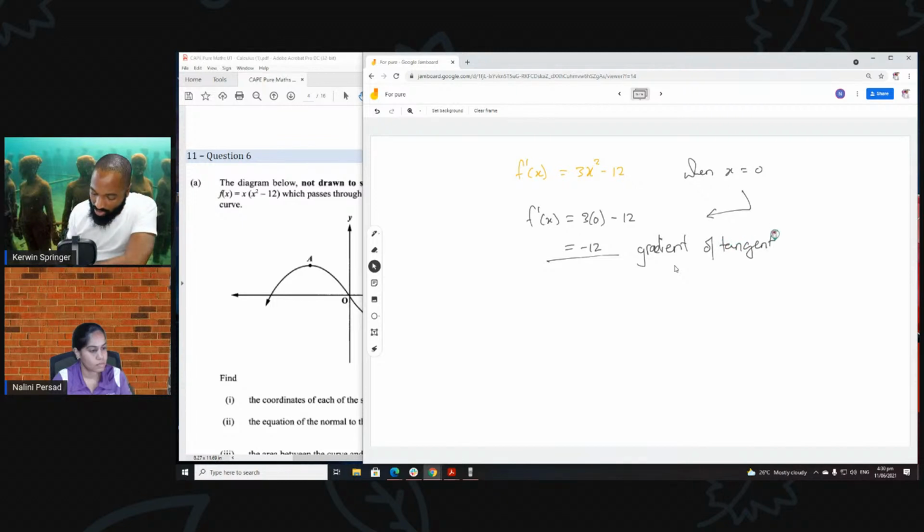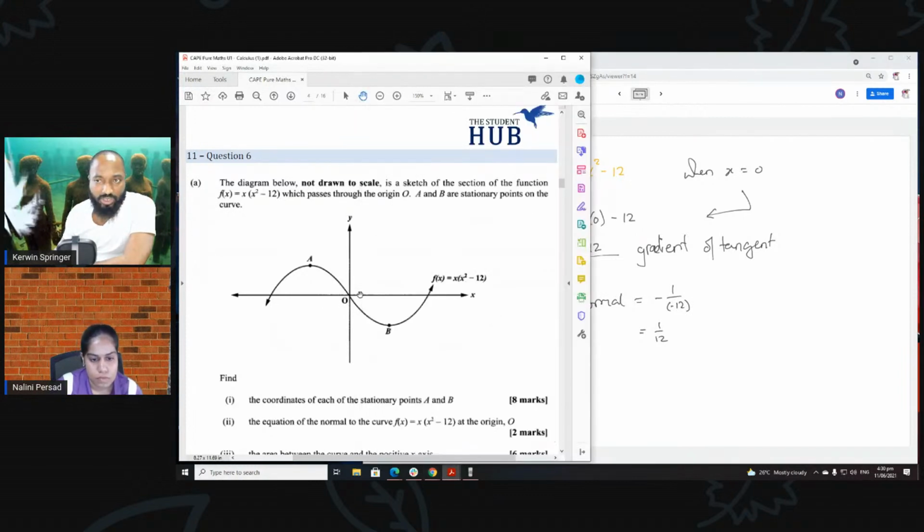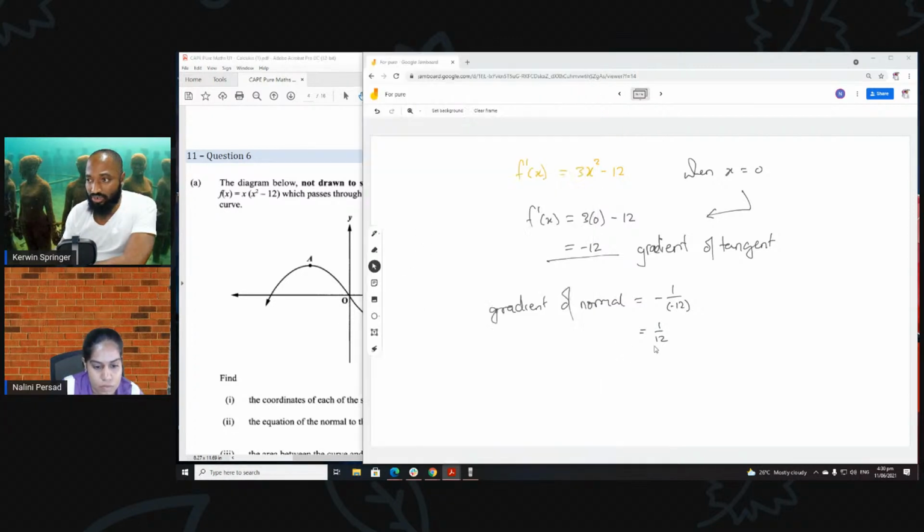So the gradient of the normal will be equal to negative 1 over negative 12. You invert and you switch the sign, negative reciprocal, we like to call it. So you get 1/12. And once you find the gradient of the normal, you basically find the equation of the line, because if you're keeping your mind open, the y-intercept is just 0. So we don't really need to use y minus y1 is equal to m into x minus x1. You can just write the answer now.